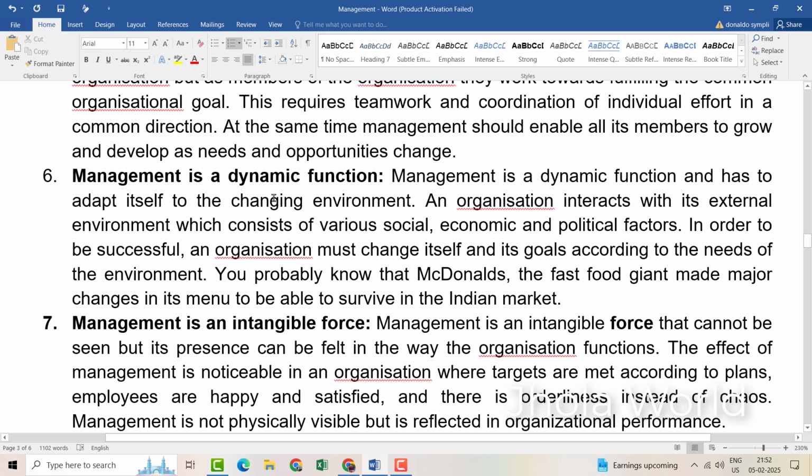Then management is a dynamic function. So dynamic means which does not stay same. Management is a dynamic function and has to adapt itself to the changing environment. An organization interacts with its external environment, which consists of various social, economic, and political factors. So here also they are saying the same thing. The environment keeps on changing.